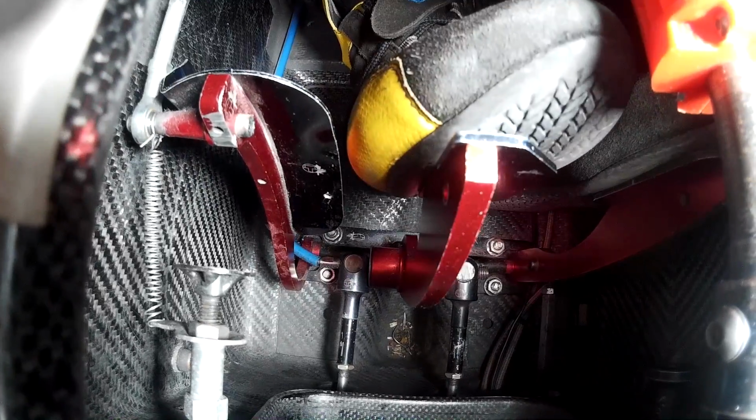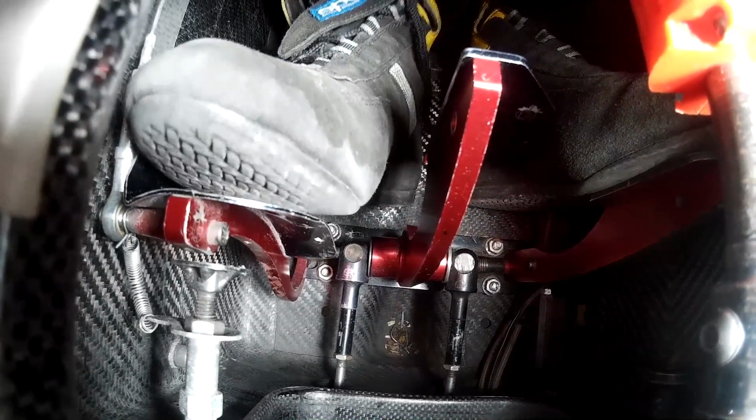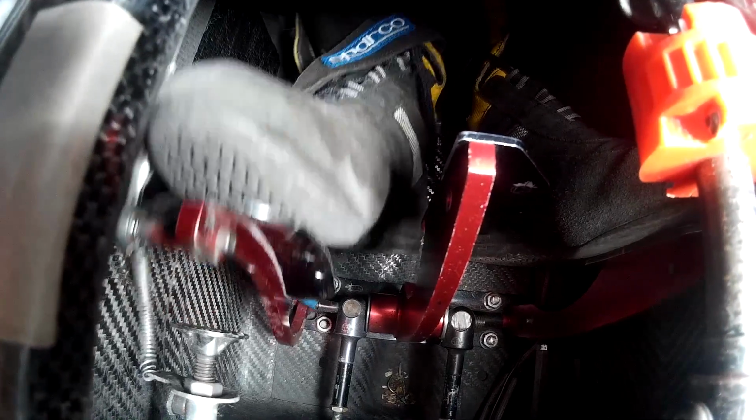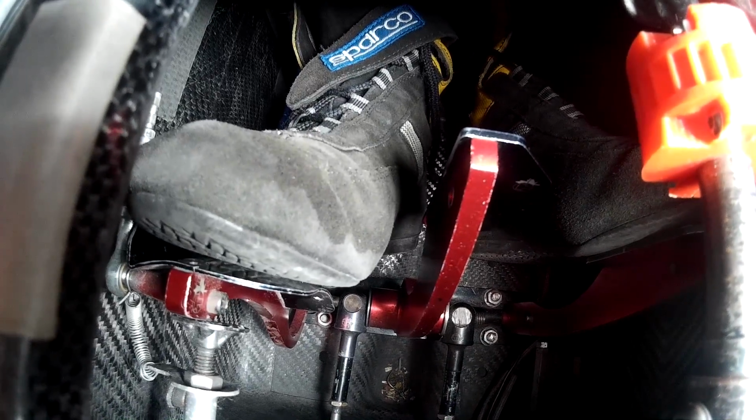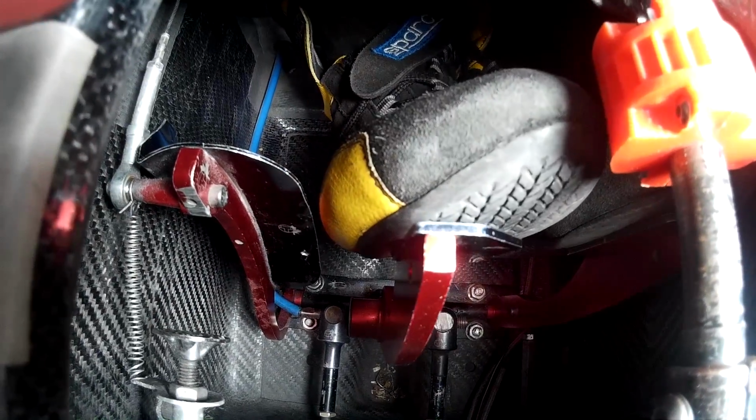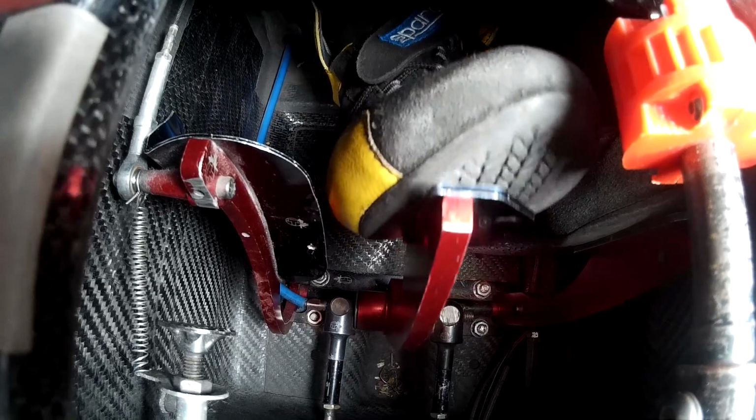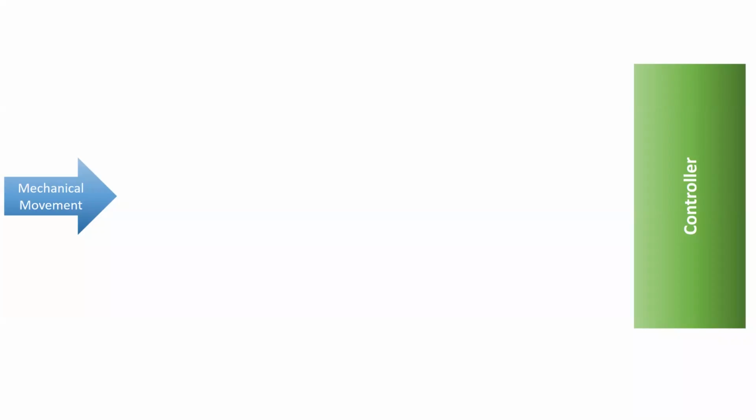So my attack plan is to replace the whole mechanics with electronics. The pedals have a linear movement to catch and their swing is quite small, especially at the brake pedal. How can we translate the small linear movements into a signal needed by our controller? I divide the task into three parts.